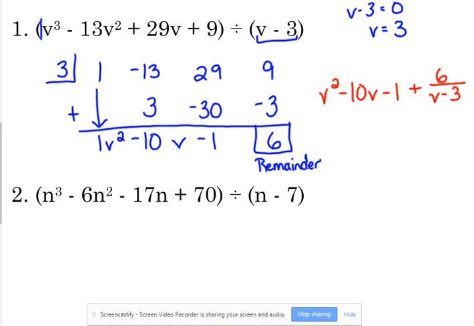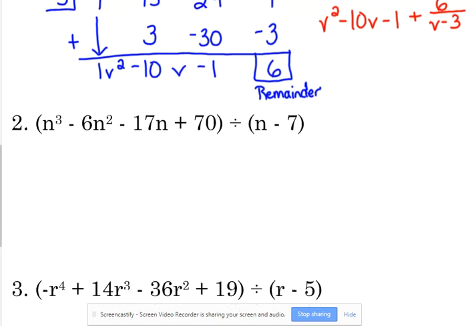We did not have a remainder of 0. So what that means is if we could have factored that original polynomial, v minus 3 is not one of its factors. Because the remainder was not 0, v minus 3 is not a factor. Positive 3 is not an x-intercept of that polynomial. Okay, let's look at another example to make sure we've got it.